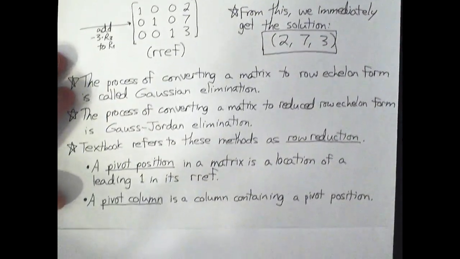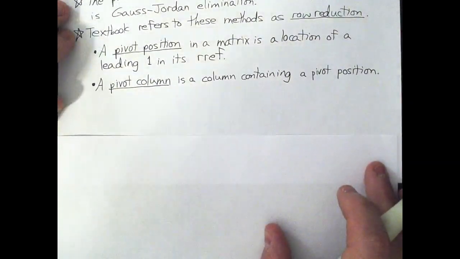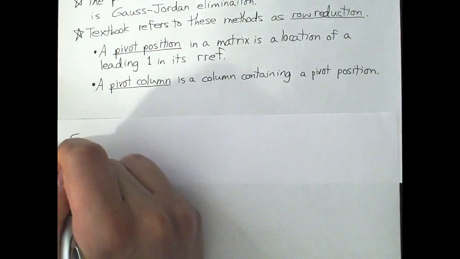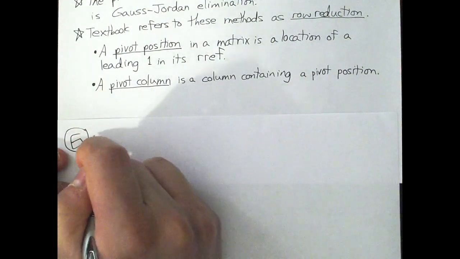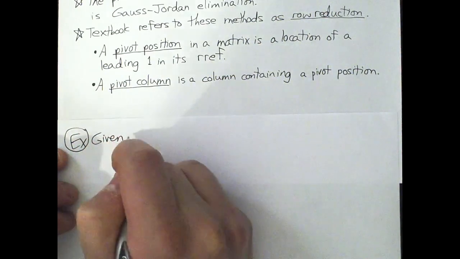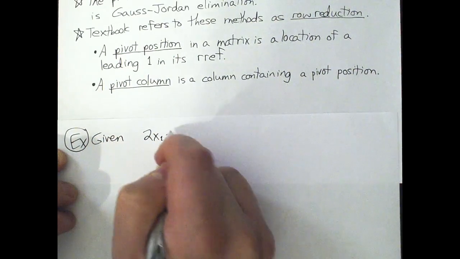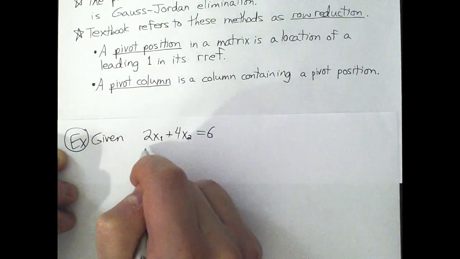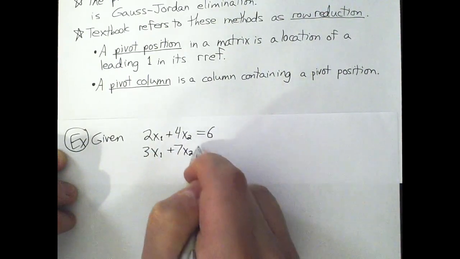So let's keep going. And what I'd like to do next is show you an example. Linear systems come in all shapes and sizes. Let's do one that's a little bit smaller right now. So let's say we're given 2x1 plus 4x2 equals 6, 3x1 plus 7x2 equals 12.